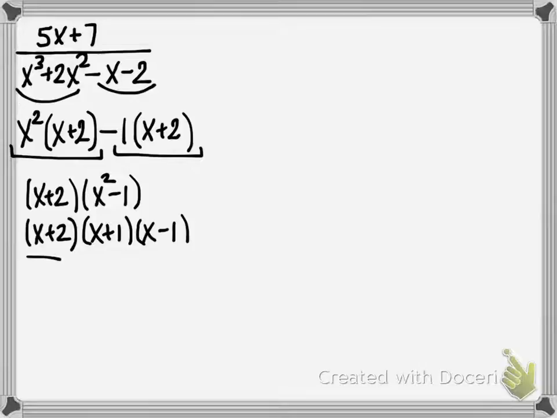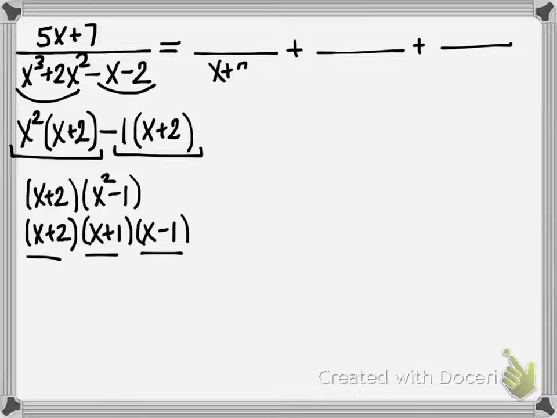So the number of factors here tells us how many partial fractions we're going to have. So this is going to be a problem with 3 partial fractions. Our first denominator is x plus 2, our second denominator is x plus 1, and our final denominator is x minus 1. And we're looking to solve for the numerators.